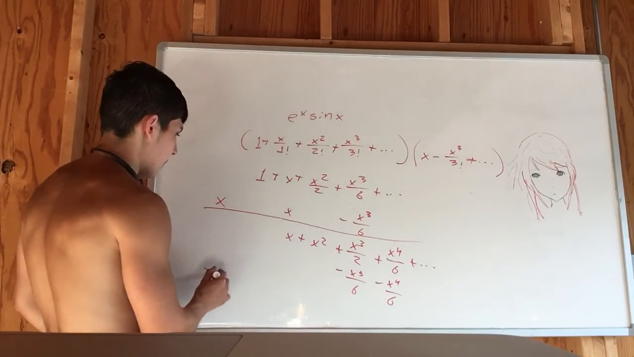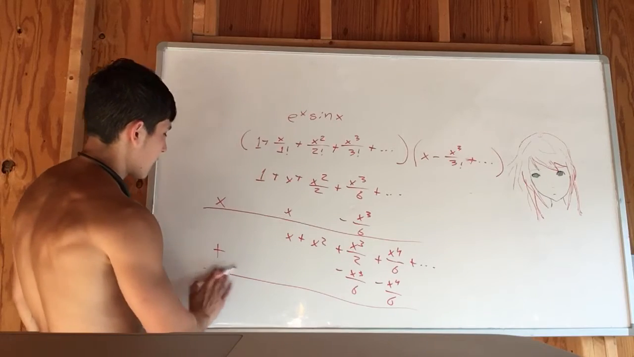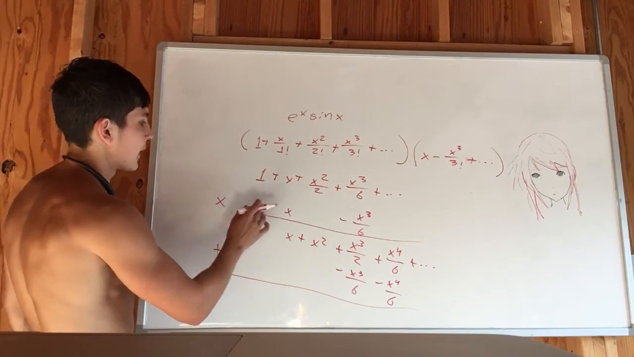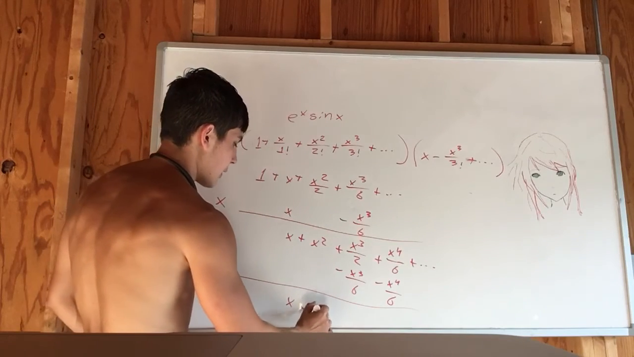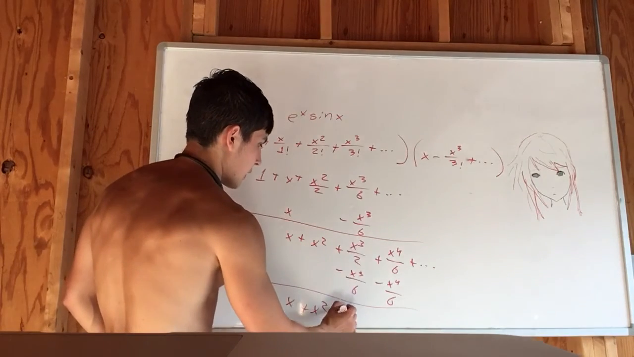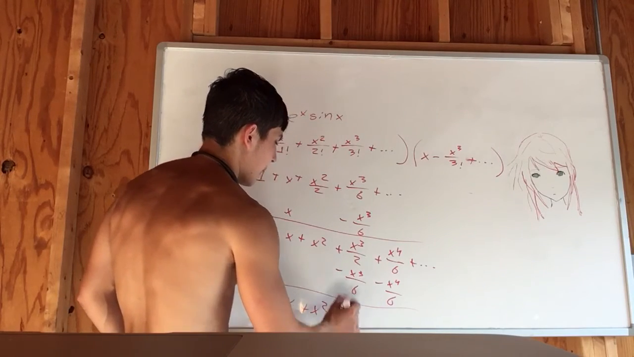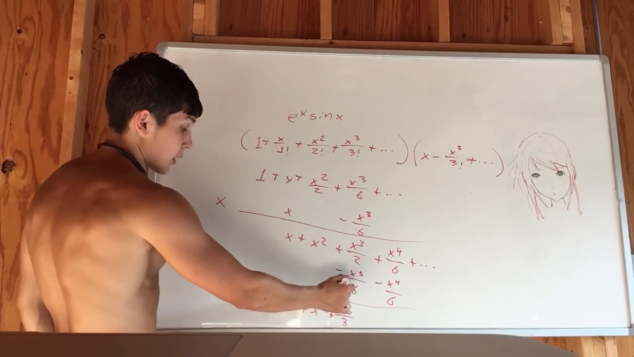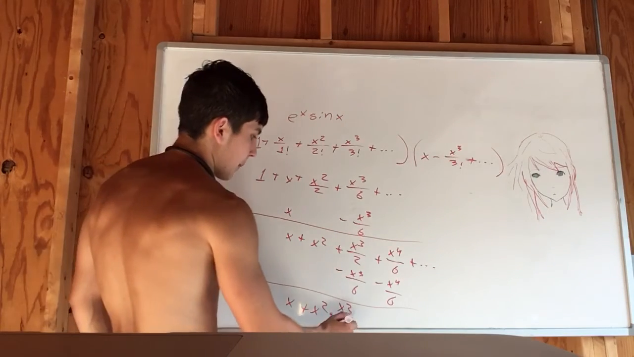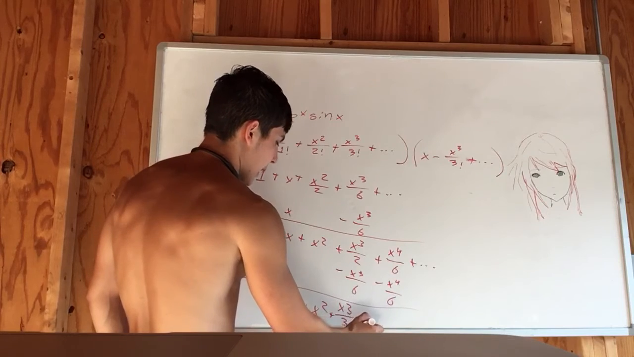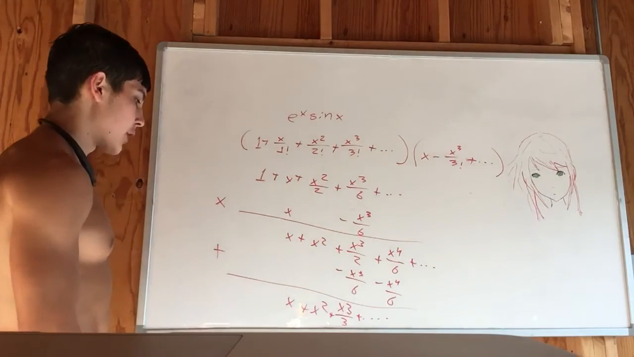Since we multiplied, now we have to add. We get x plus x squared. This gives us x cubed over 3, because this is over 2 and this is subtracting. It's like 1/2 minus 1/6, which is going to give you 1/3. Here that cancels out, and whatever. We already have our first 3 terms.